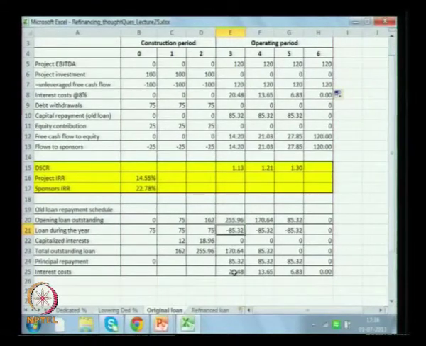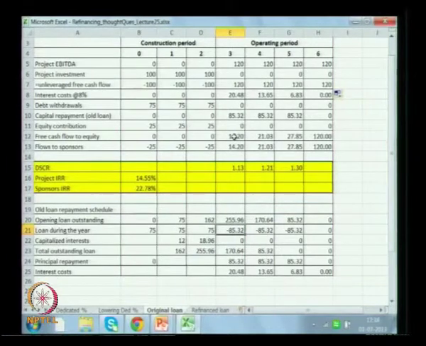We also have to calculate the interest costs. The interest costs are nothing but 8% of the opening loan outstanding. Okay, so the opening loan outstanding is 255.96 and we pay 8% of that, and the interest cost becomes 20.48. So this interest cost and this principal repayment is what is indicated here, 20.48 and 85.32.